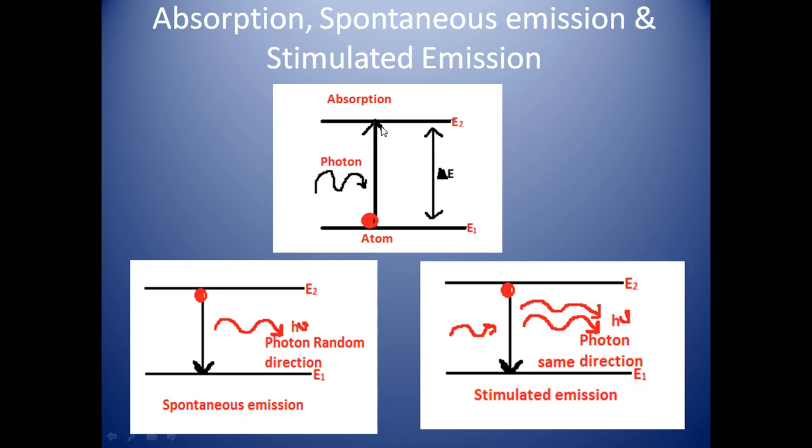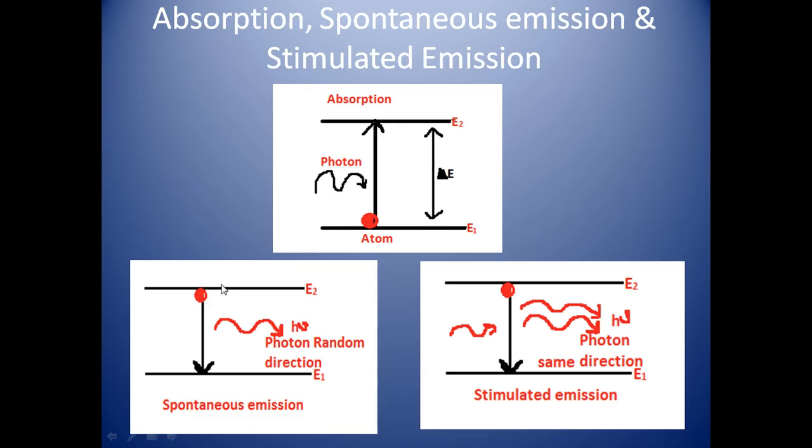So what will happen to the atom? It reaches the higher state, that is E2, absorbing an amount of energy delta E, nothing but E2 minus E1 equal to h nu. So in the absorption process, the atom is in the ground state. When we apply a certain amount of energy, this atom is excited and reaches level E2, absorbing an amount of energy delta E equal to h nu.